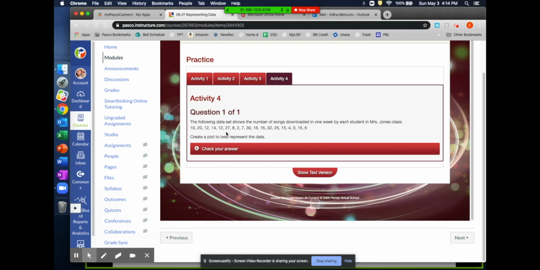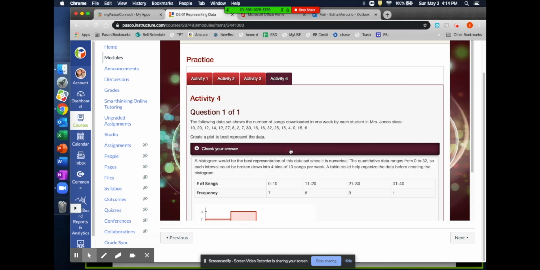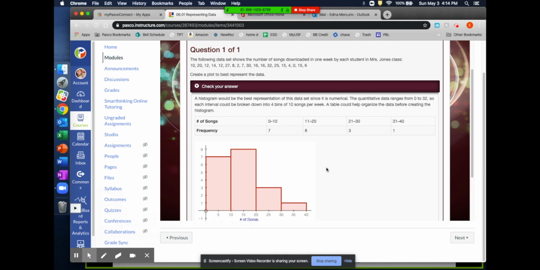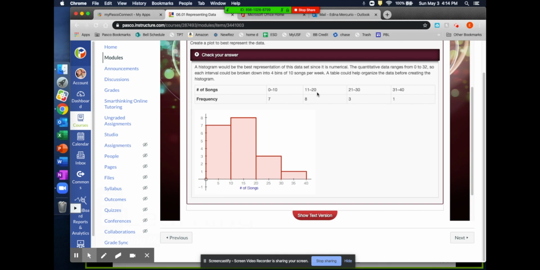Create a plot to best represent the data. So we have, it looks like my lowest number is actually 0. My highest number looks like it's about 32. They went ahead and created a histogram here with different buckets or bins. So 0 to 10, 11 to 20, and they have the different numbers here. And this is the histogram that they went ahead and created.